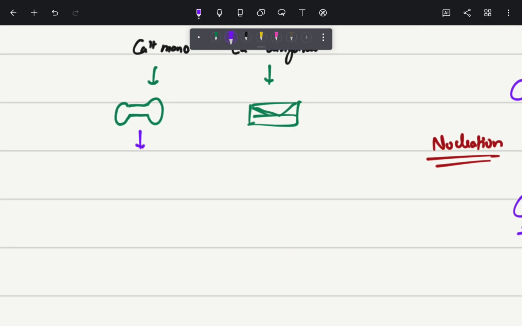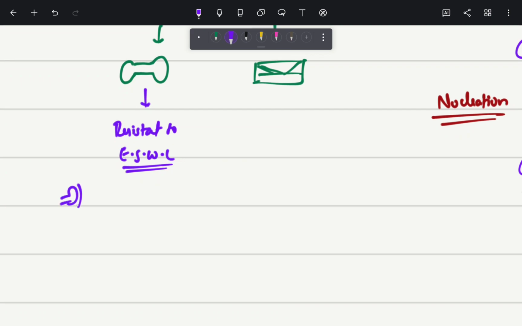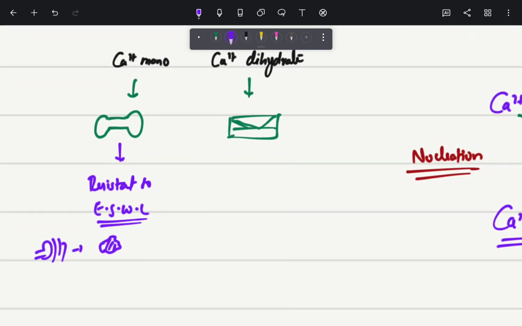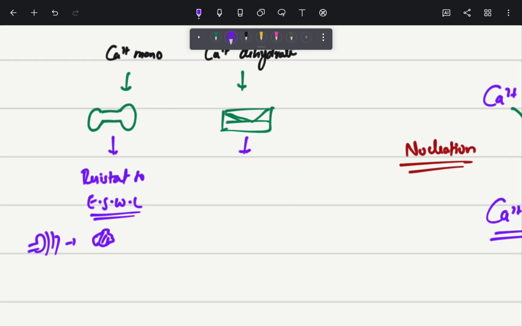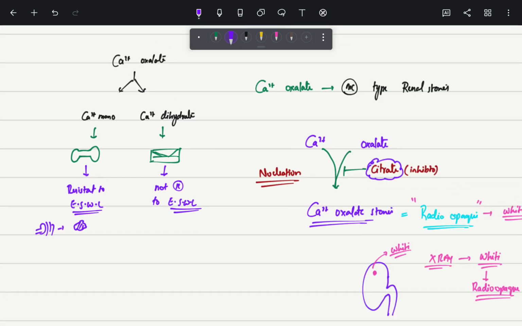Okay, and the most important thing about calcium monohydrate stones is that they are resistant to extracorporeal shock wave lithotripsy. Now, what is meant by this? It means we are going to generate shock waves through a machine, and these shock waves will break the stone. That is meant by extracorporeal shock wave lithotripsy. And calcium monohydrate stones are usually resistant to it. On the other hand, calcium dihydrate stones are not resistant to extracorporeal shock wave lithotripsy. So that was about renal stones, guys. Thank you.